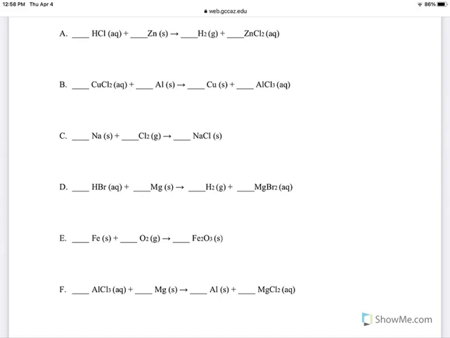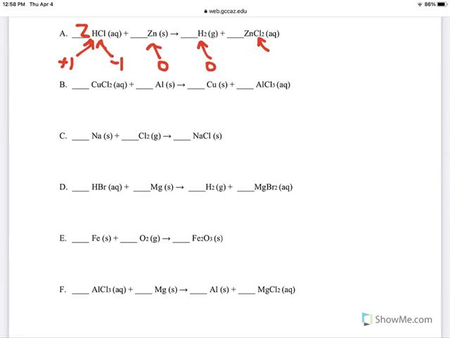So let's look at A. I guess we should balance it first. Put 2 there. All right, it's balanced. Looking at this hydrogen, he has an oxidation number of +1. Chlorine's got an oxidation number of -1. Zinc is an element by itself, so he has an oxidation number of 0. Hydrogen, oxidation number of 0, since he's an element by himself on the right side.